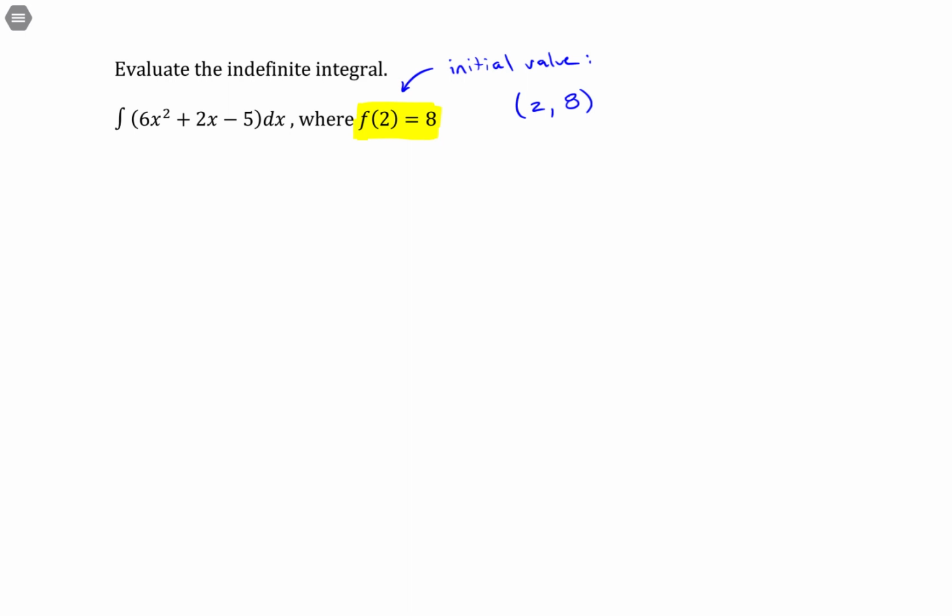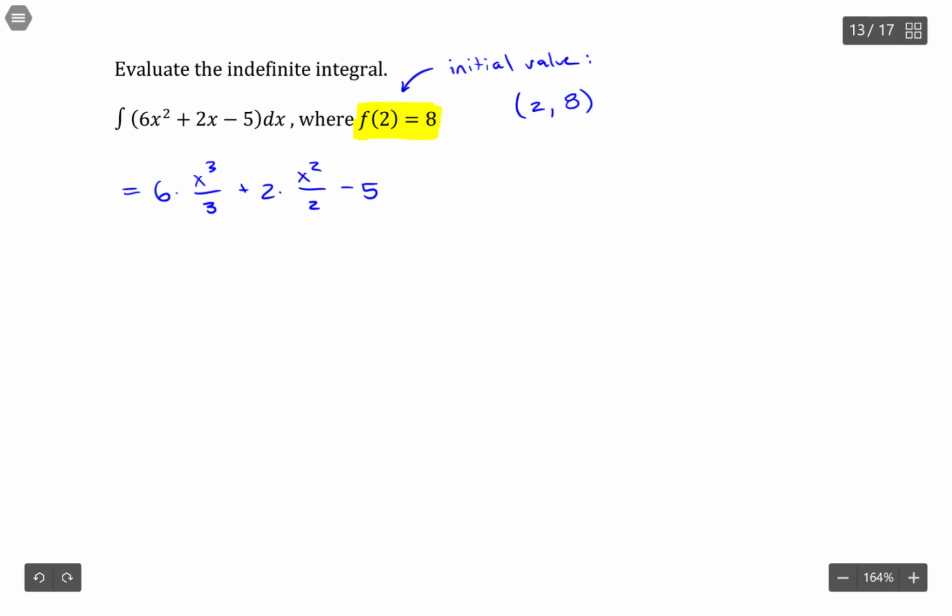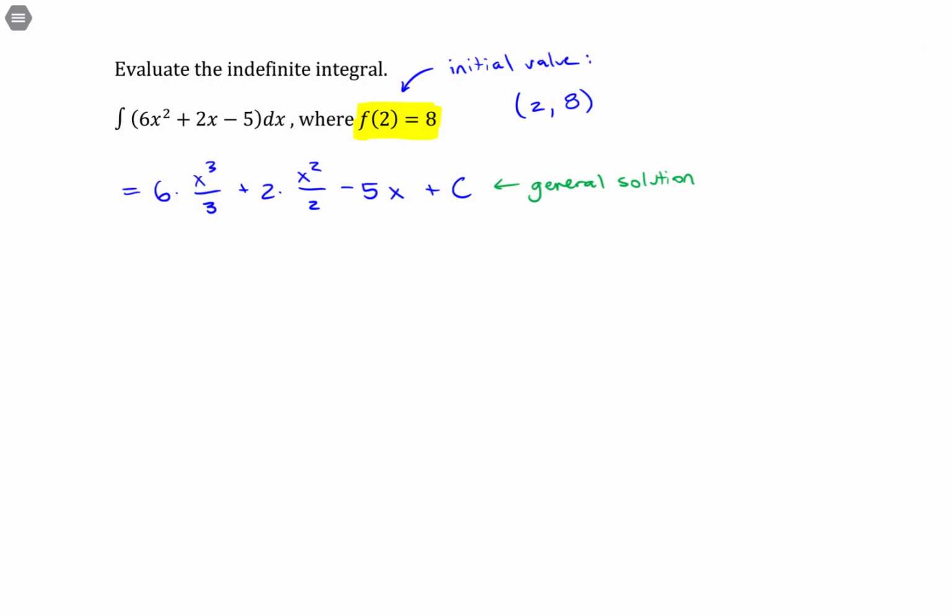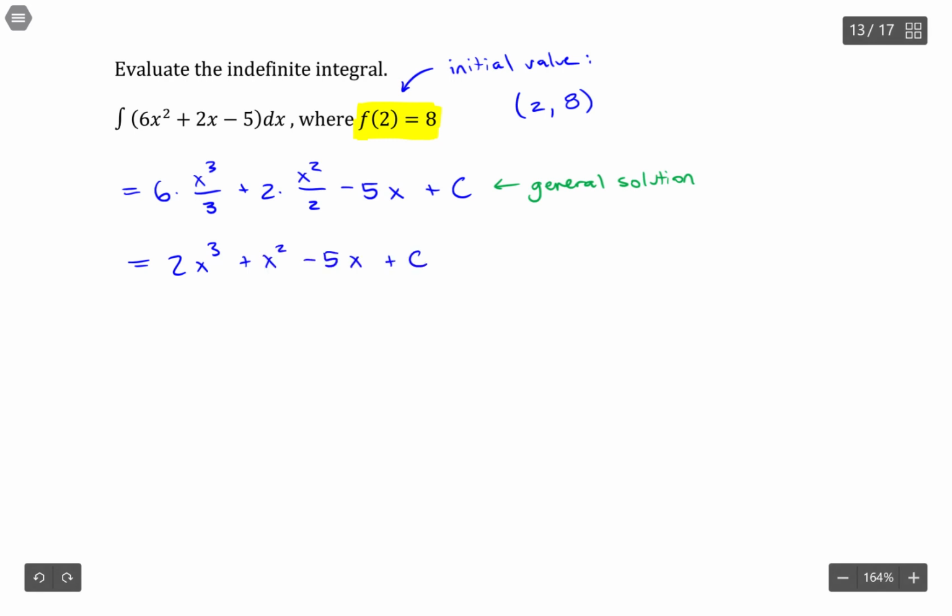And that's just a matter of using the power rule in this case. So the power rule, we would do 6 times x cubed over 3 plus 2 times x squared over 2 minus 5x plus c. The plus c makes this a general solution. And that general solution, what I'm going to do is simplify it a bit. We'll say this 6 divided by 3 is 2x cubed. 2 over 2 is 1, so plus x squared minus 5x plus c.